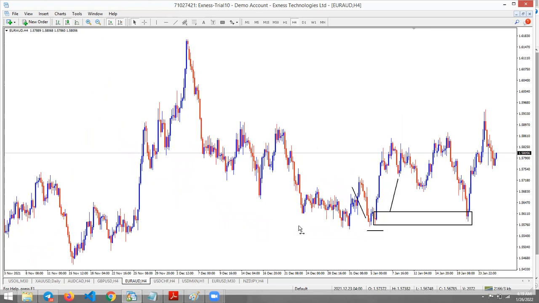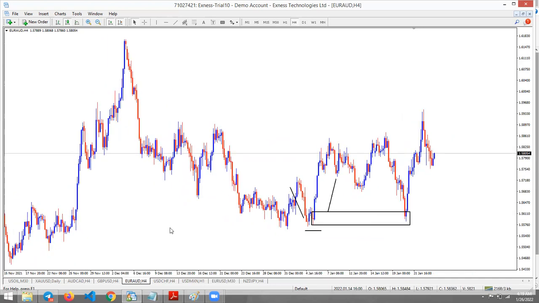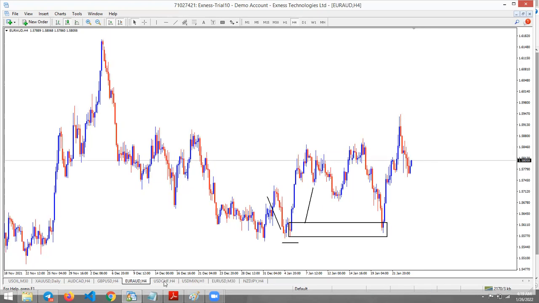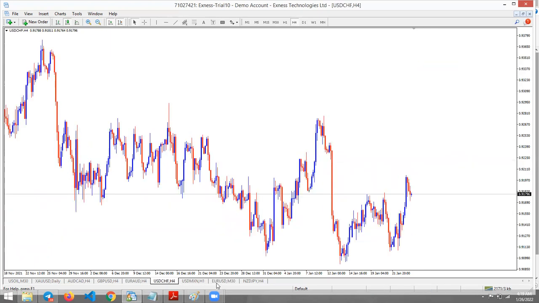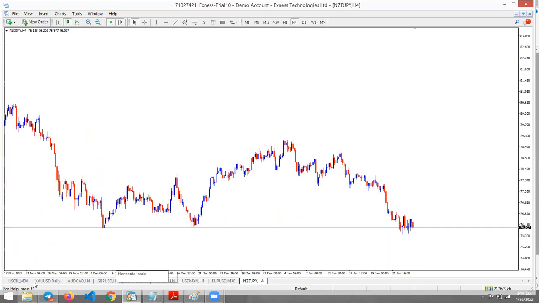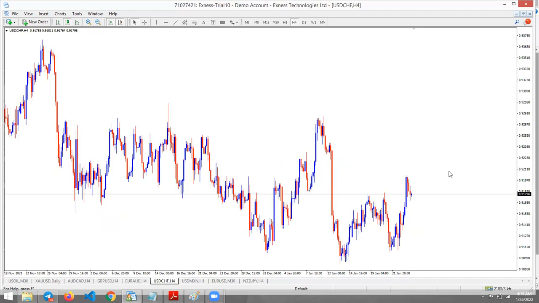Let me see if I can get more. But this is a very simple module, so I don't want you to complicate it. It's a very basic module. You don't have to complicate it. Let me see.